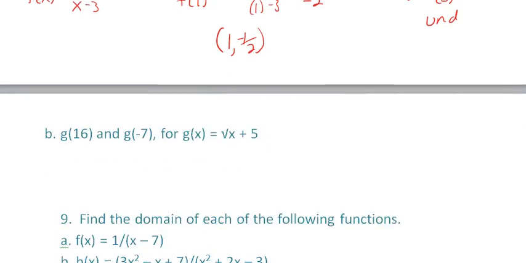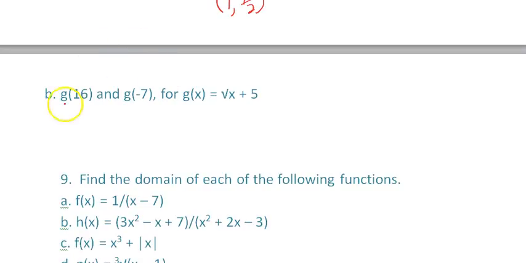All right, on this next one, we have g of 16 and g of negative 7. And I'm going to make one correction here. This is supposed to go just over the x. So that's what we're going to be looking at. I'm going to first look at g of 16. So I'm going to do the square root of 16 plus 5 to come up with that output. The square root of 16 you know is 4, so I'm looking at 4 plus 5, which is 9.